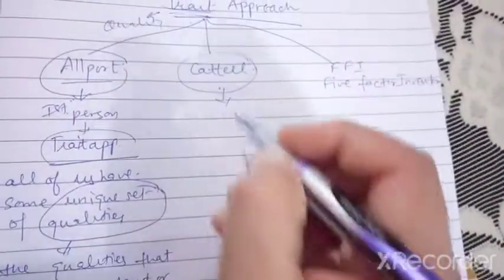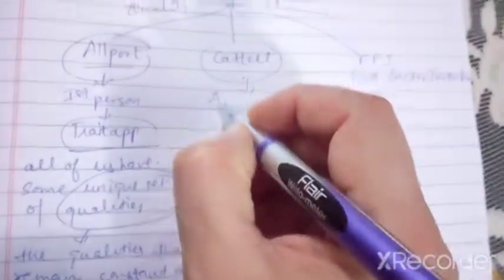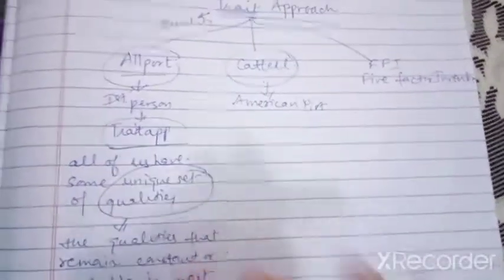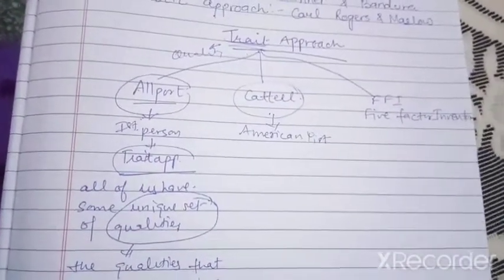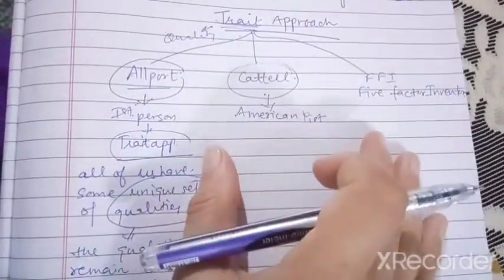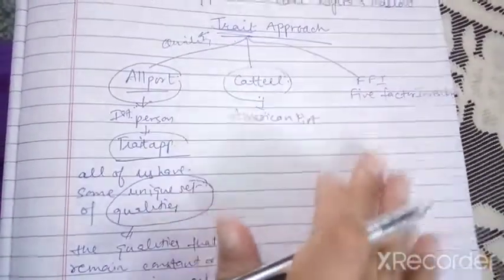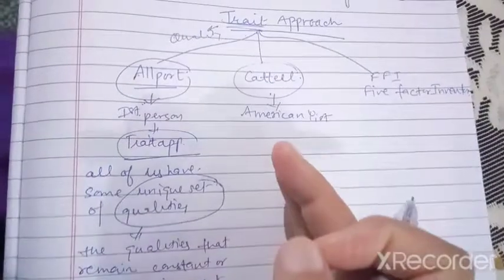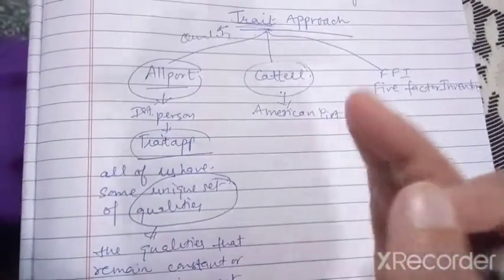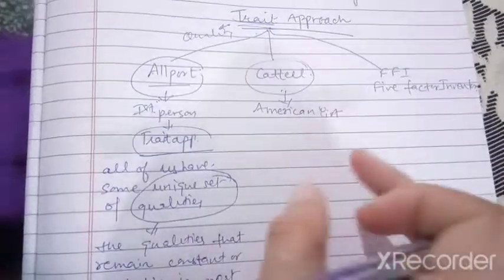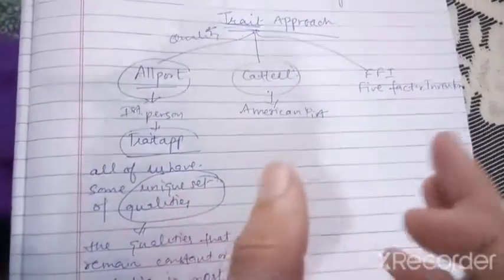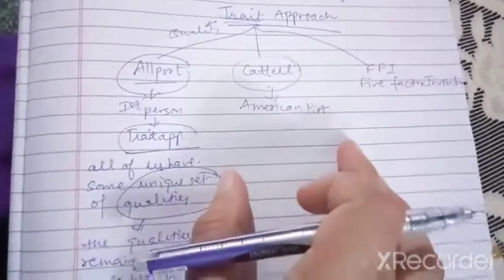Then Cattell also discussed the trait. Basically, Cattell was an American psychologist, and first of all, I'm just going to discuss the thing in the simplest form. According to Cattell, all of us face different situations in our life, and how we react towards those situations, that reaction, which comes from our behavior, is called the trait.